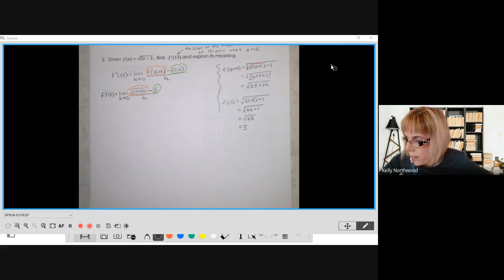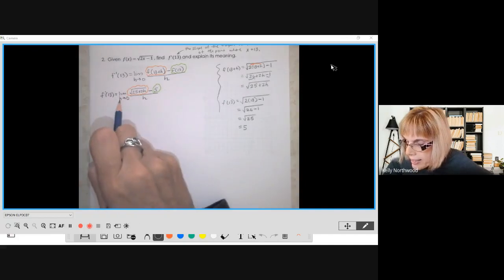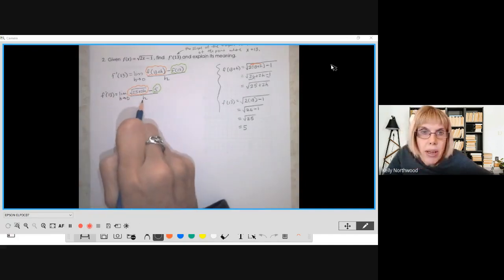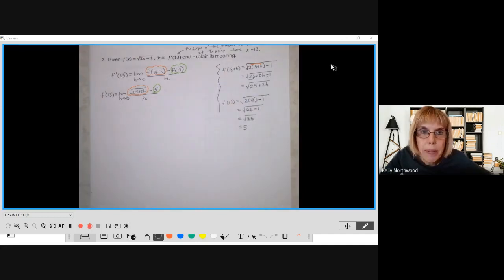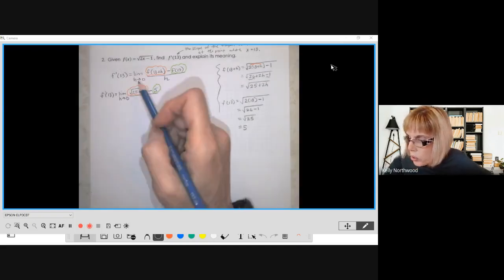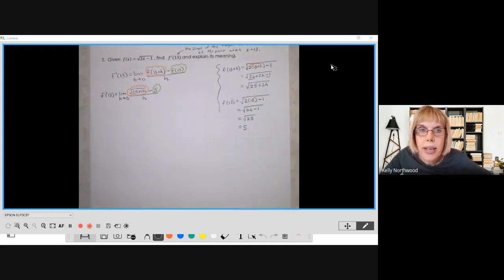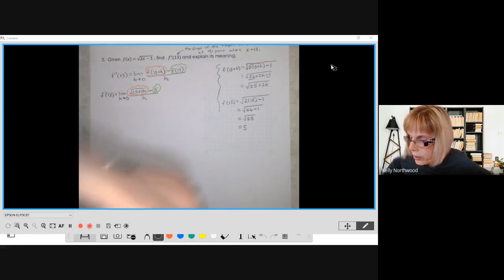Everybody okay so far? Yep. Okay, so my issue is I can't let h approach 0 because then the denominator is approaching 0, and I can't have that happen because division by 0 is not defined. So I have to figure out a way to free up this h under here, and we're going to do the same thing we did yesterday, which is multiplying top and bottom by the conjugate radical.